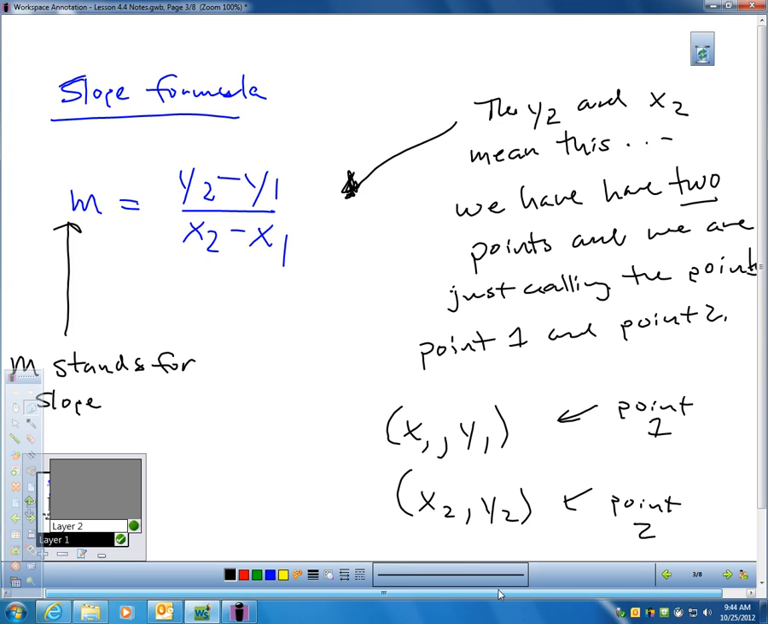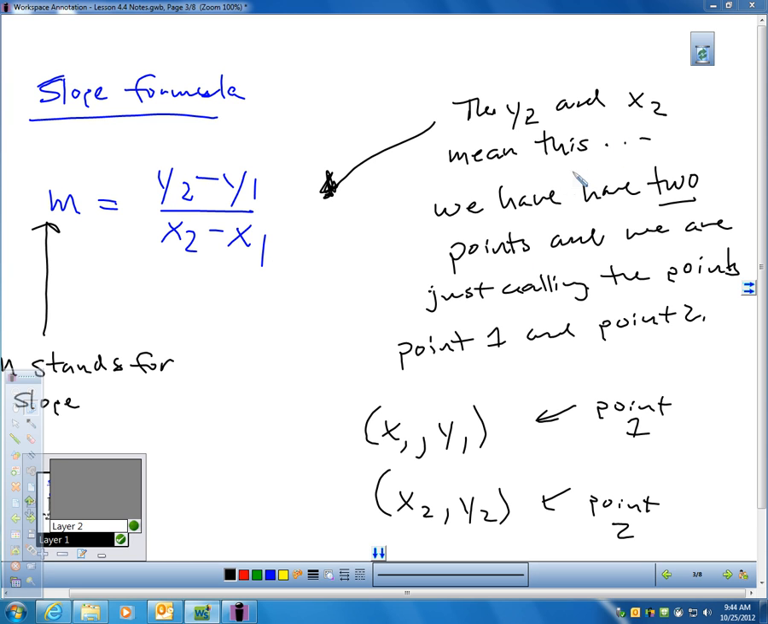Okay, well here's what these little sub 2 and sub 1 symbols mean. The y sub 2 and x sub 2 mean this. It means that we have 2 points, and we are just calling the points point 1 and point 2. So one point I'll call x sub 1, y sub 1. Another way of saying that is this is point 1. And then x sub 2, y sub 2 is point 2. All I have to do is take point 1's xy values and point 2's xy values, plug them in here, and it will give me the slope. All right? It will just give me the slope.